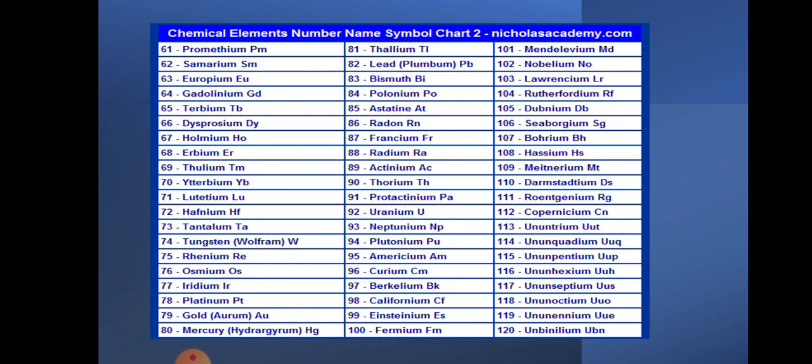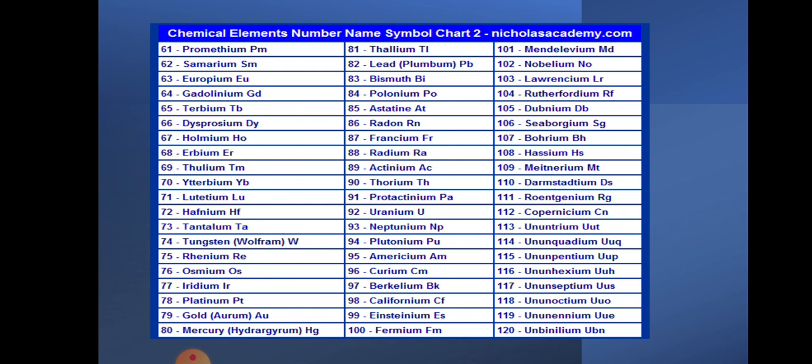Dear students, here is another set of around 120. Osmium, iridium, platinum, gold, mercury. So just revise these metals' and non-metals' names daily, then you will remember them, and you will be perfect with the names of these elements.